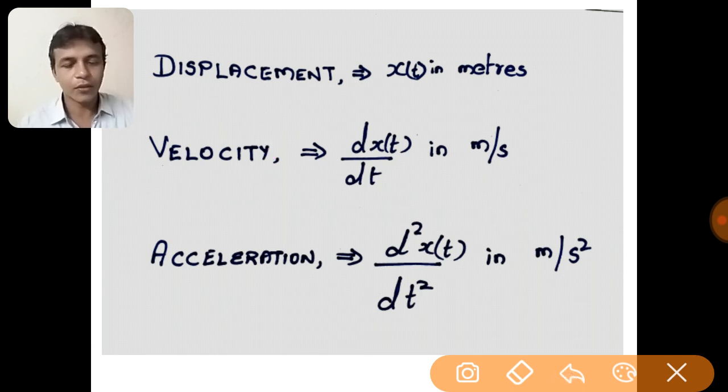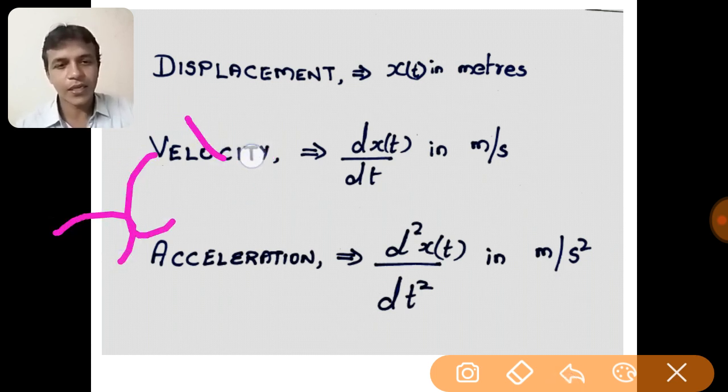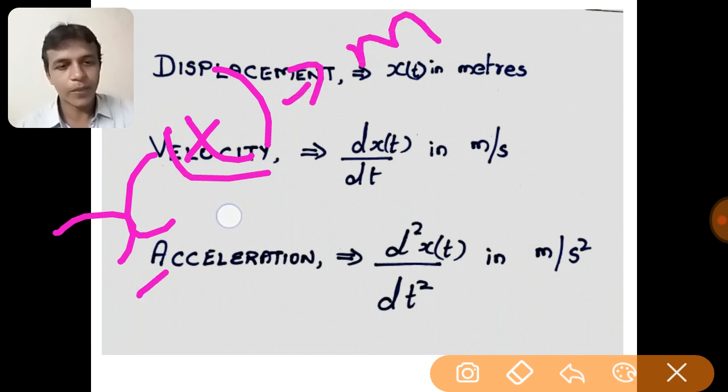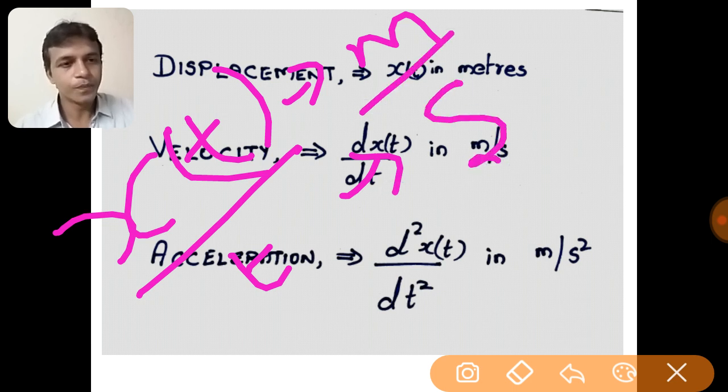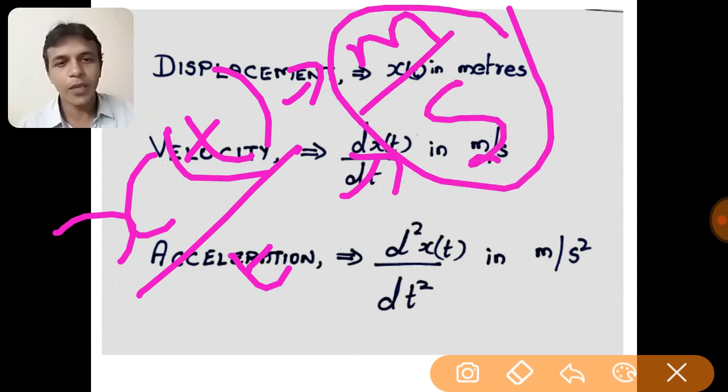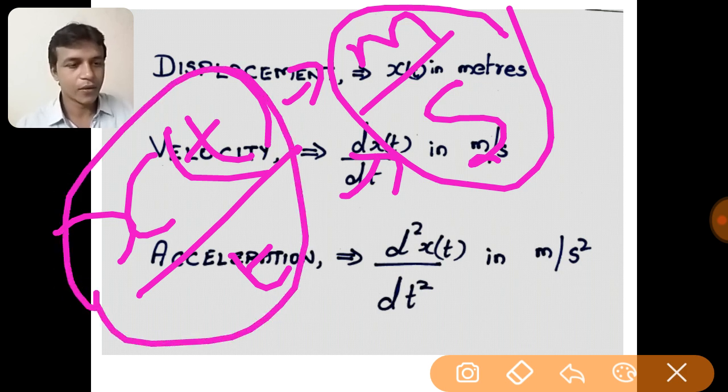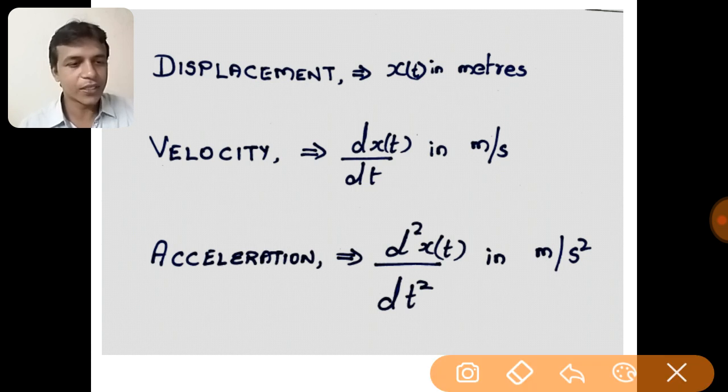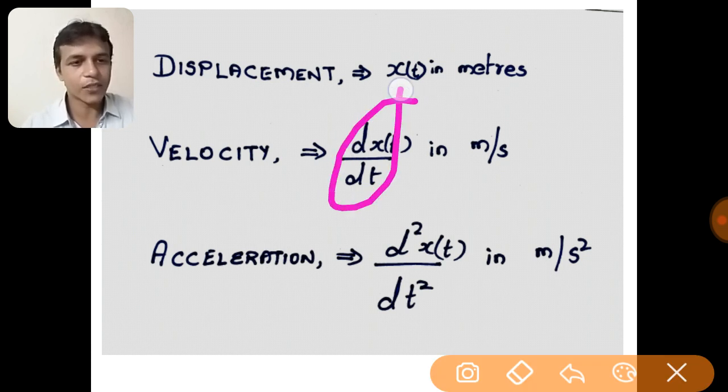Here the notation for displacement is x of t, and it has the unit meter, divided by time. The unit of time is second. So the unit of velocity is meter per second. When I write velocity mathematically, I have written it as x of t divided by t, but in this slide I have mentioned it as d by dt of x of t.